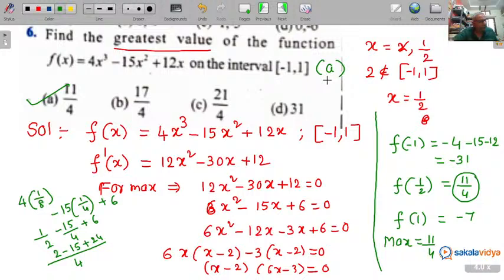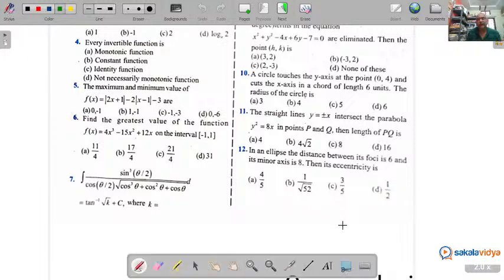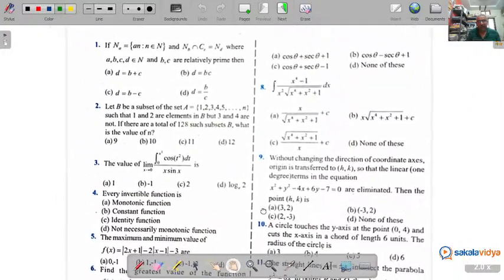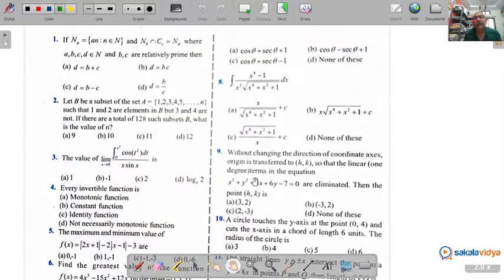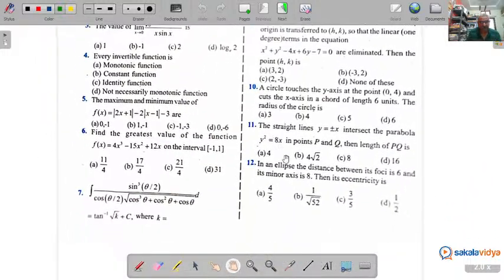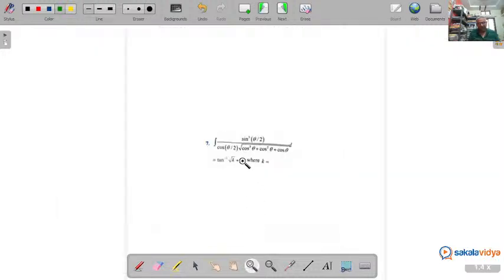Okay, let us move to the next question. Options are cos theta plus sec theta plus 1, cos theta minus sec theta. Options are not necessary, just find options. Okay. Seventh question. This is the seventh question.